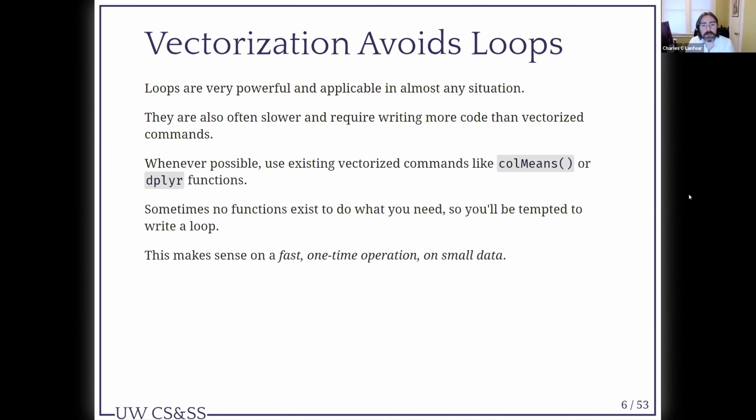Okay. So sometimes no function will exist to do the thing that you need. There is no vectorized function for it, so you're going to be tempted to do something like write a loop. Okay. And I would say if it occurs to you quickly and easily how to write a loop to solve your problem, and that this is something relatively fast, you're only going to do it once or twice, and it's working on small data, go ahead and write your loop.